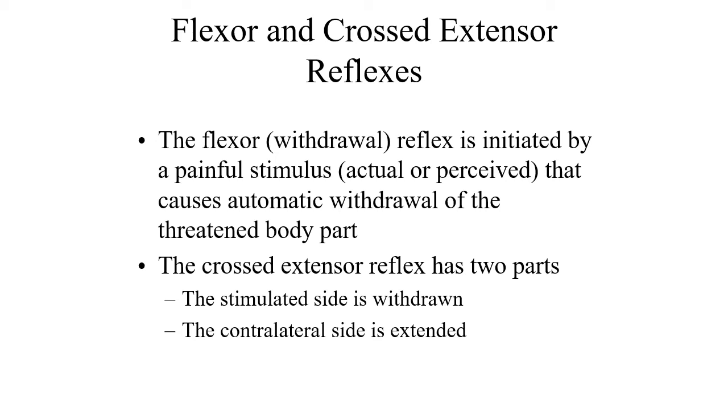When we have reflexes for pain stimuli, we have things like the flexor reflex as well as the crossed extensor reflex. The flexor reflex, or the withdraw reflex, is where we pull away from the painful stimulus. We can also have the crossed extensor, where not only do we pull away from the noxious stimulus, but we also push away with the opposite side. The other side of the body is going to extend while the part involved is going to flex.